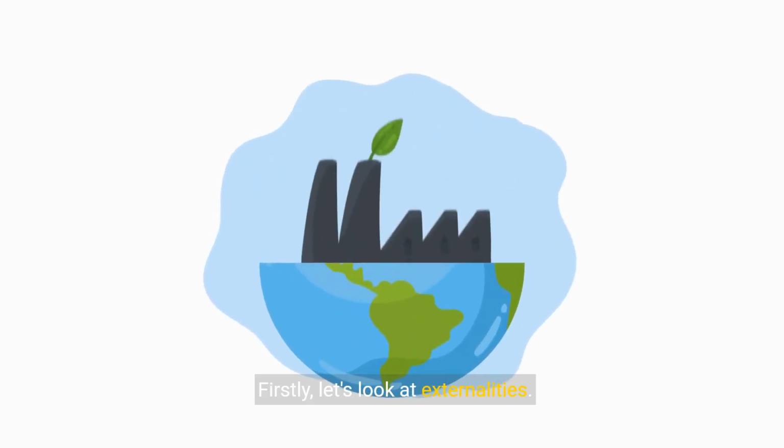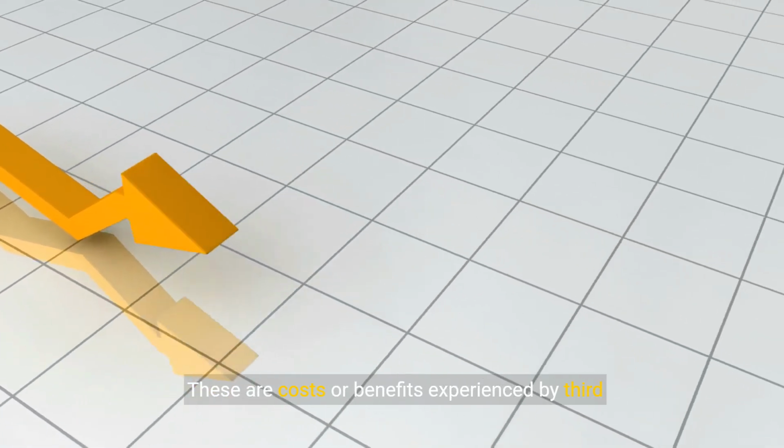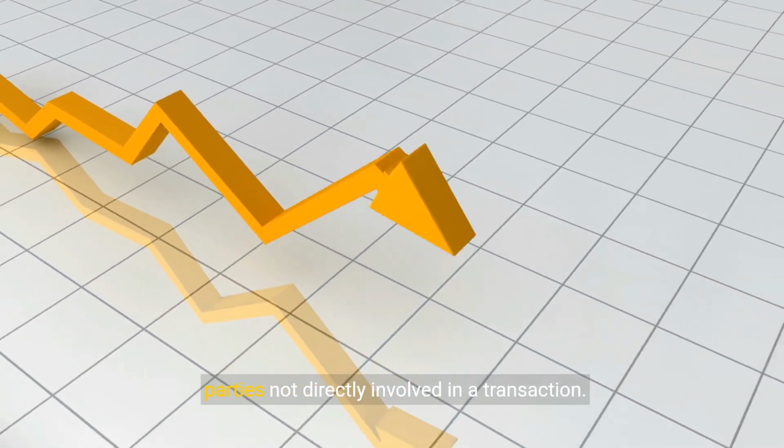Firstly, let's look at externalities. These are costs or benefits experienced by third parties not directly involved in a transaction.